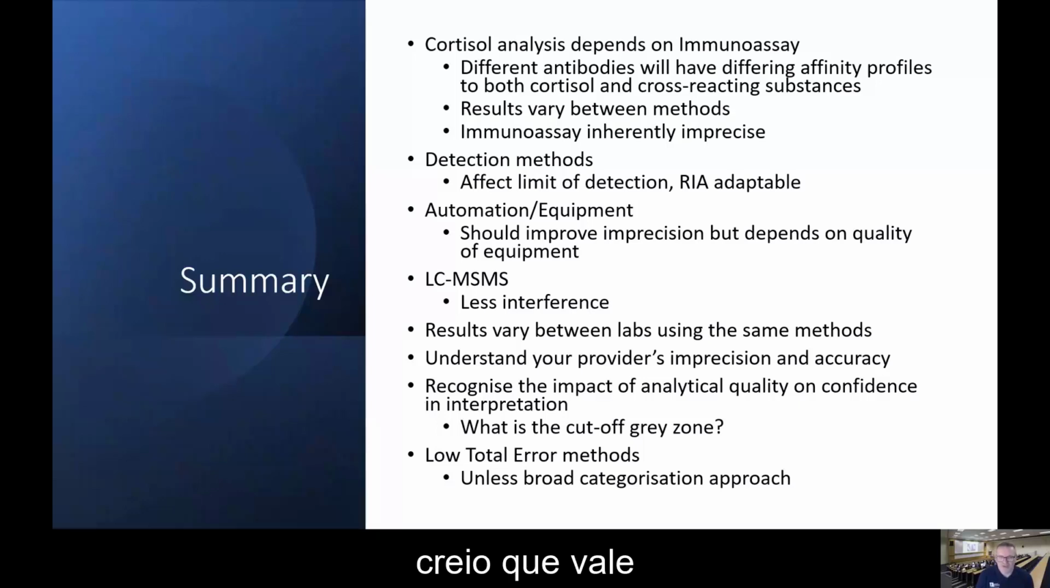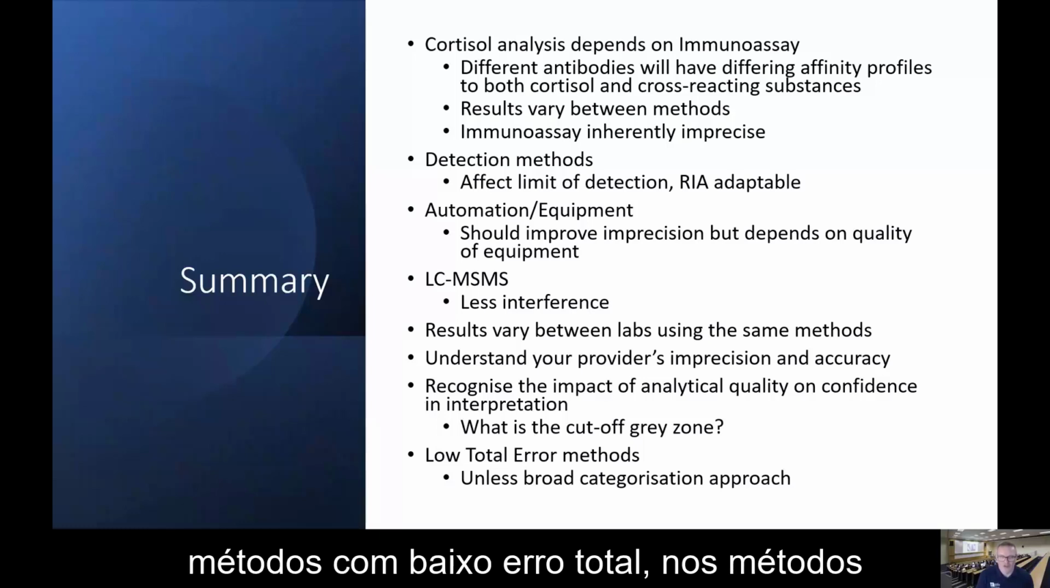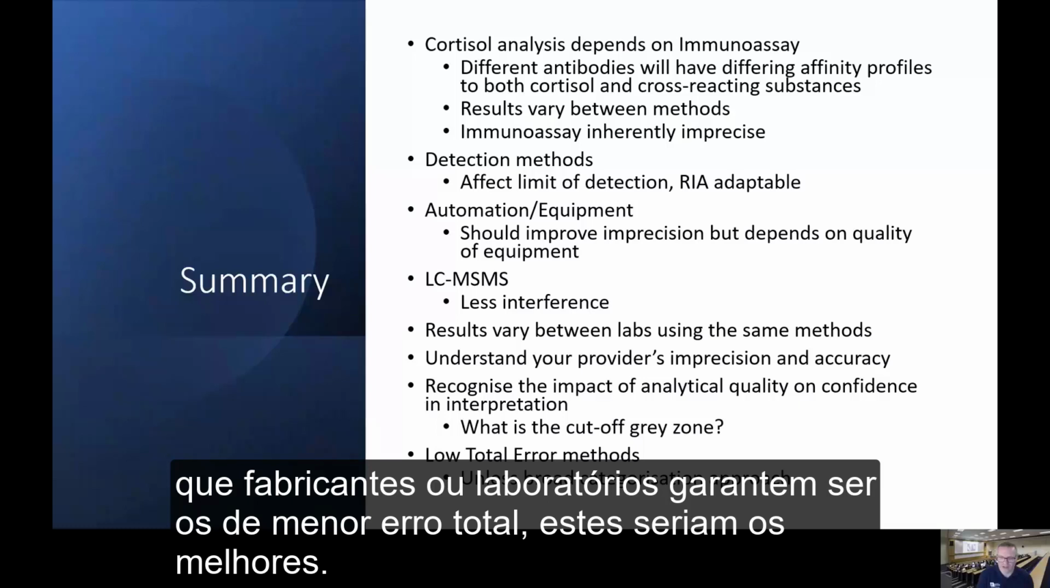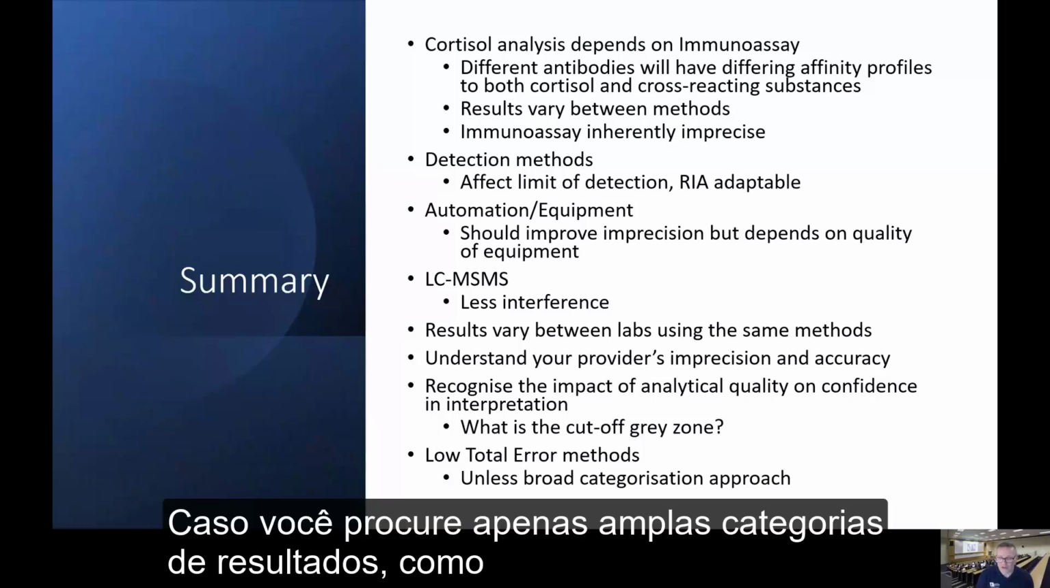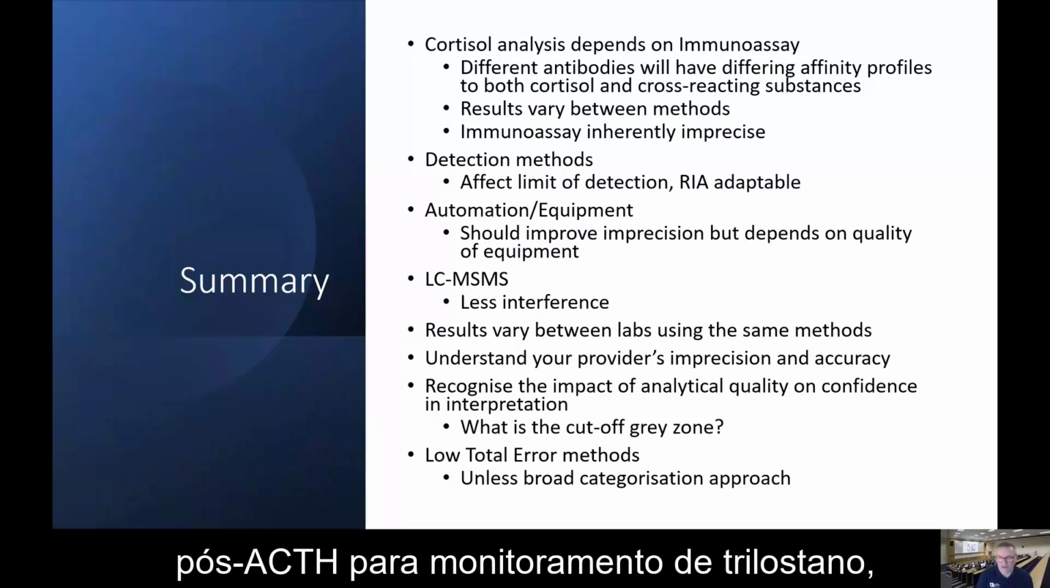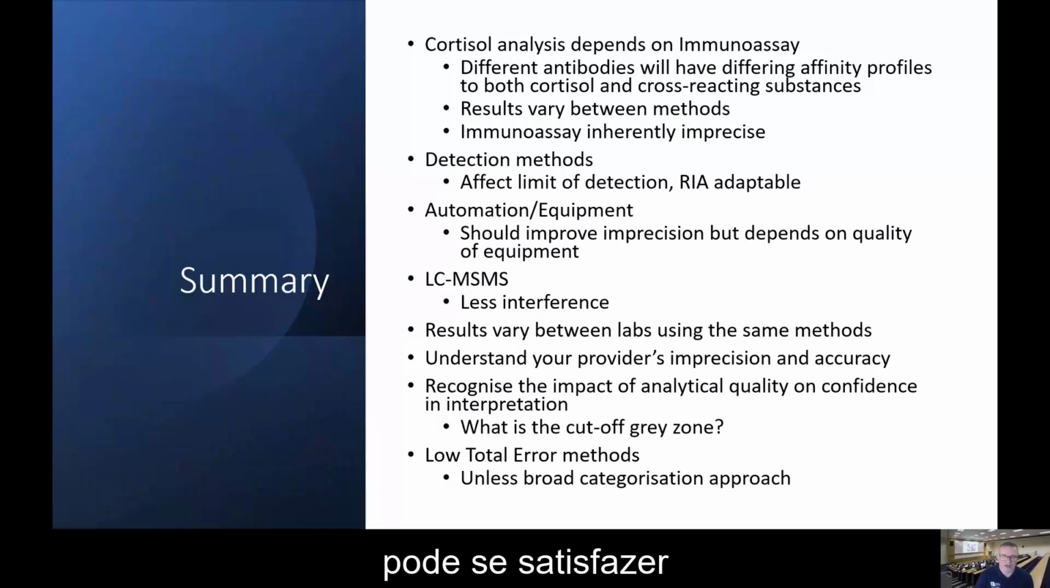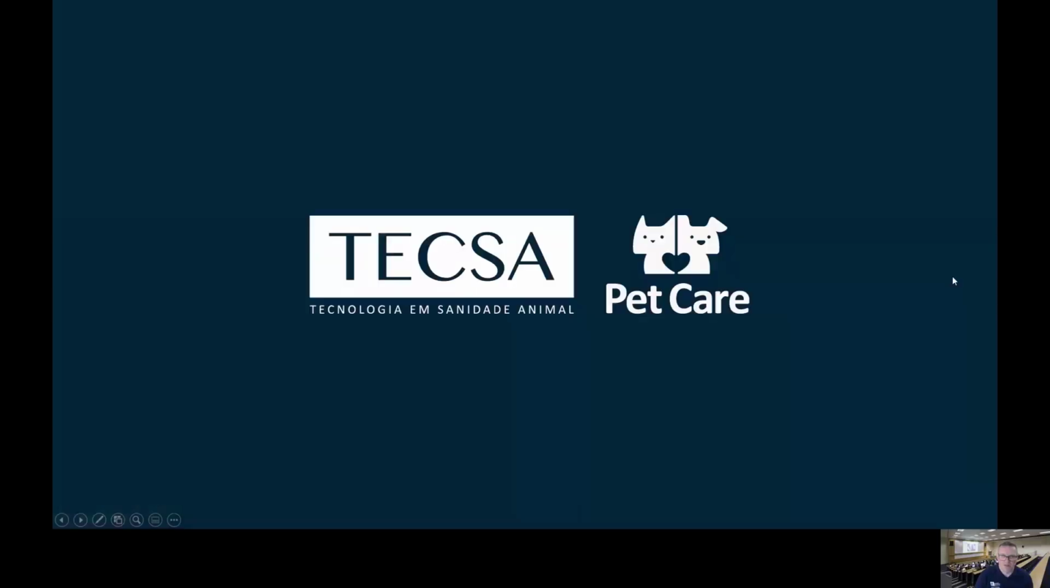Generally, I think it's worth aiming for the low total error methods, whichever methods your manufacturers or lab providers can tell you are the lowest total error methods, then that would be the best to use. But if you're only looking for very broad categories of results, like in post-ACTH trilostane monitoring, you might get away with higher error methodologies.